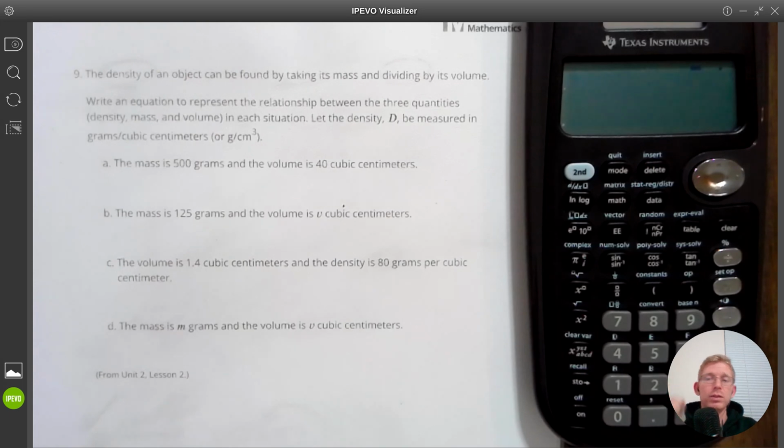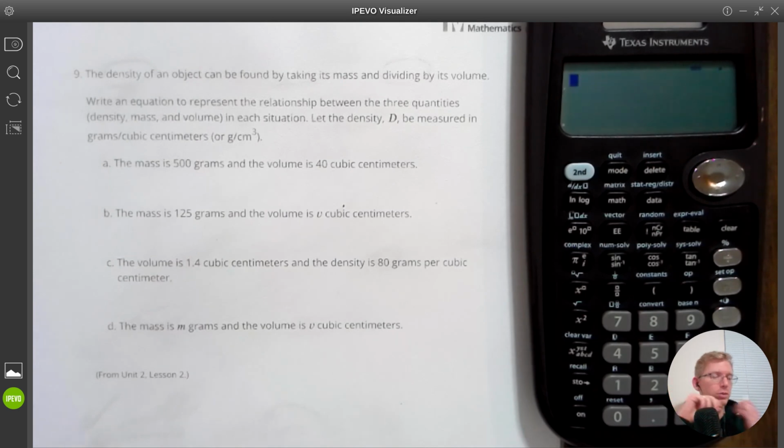The density of an object can be found by taking its mass and dividing by its volume. Write an equation to represent the relationship between the three quantities, density, mass, and volume in each situation. Let the density, d, be measured in grams per cubic centimeters, or g per cm cubed.